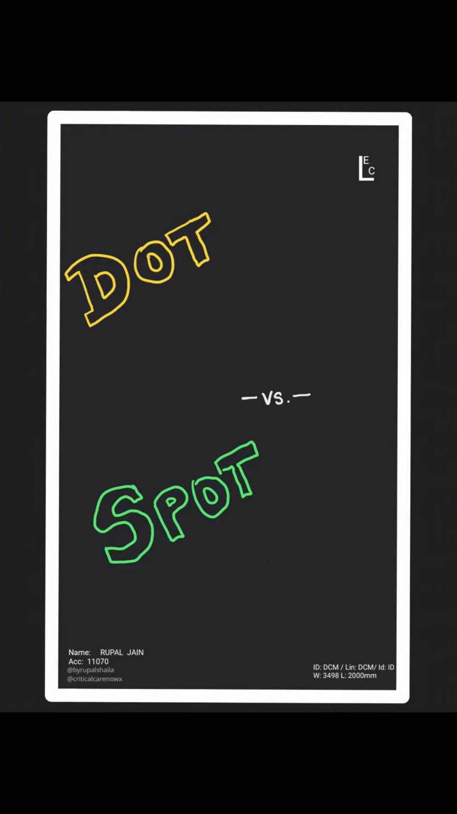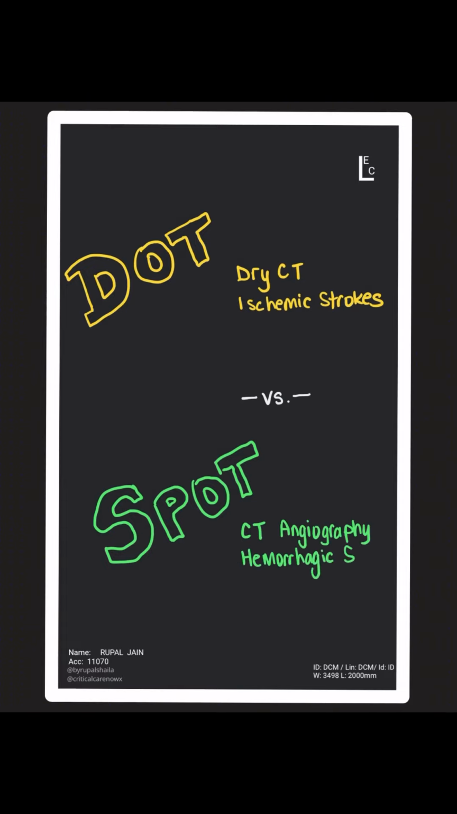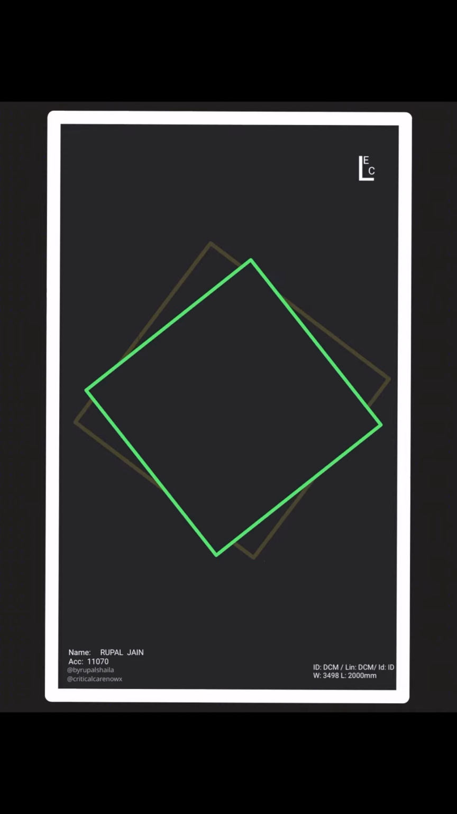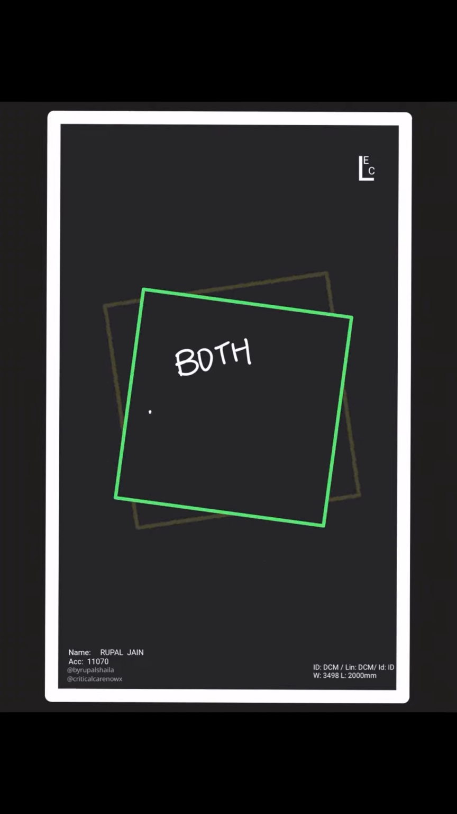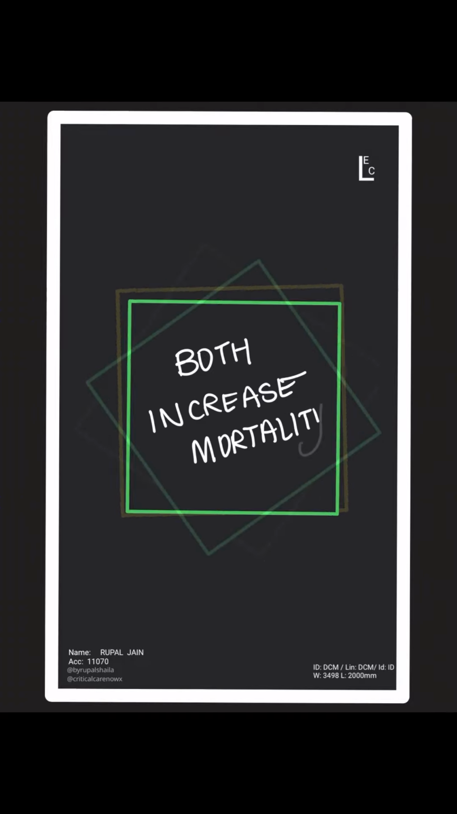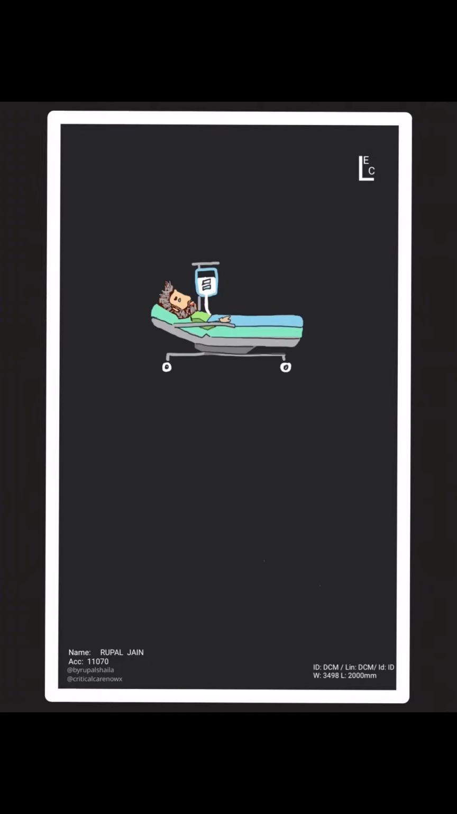See, the dot sign is seen on dry CT of patients with ischemic stroke versus the spot sign, which is seen on CT angiography of patients with hemorrhagic stroke. Now, the important thing to remember is that if you see either of these signs, know that they both increase mortality. Let's jump into a case.